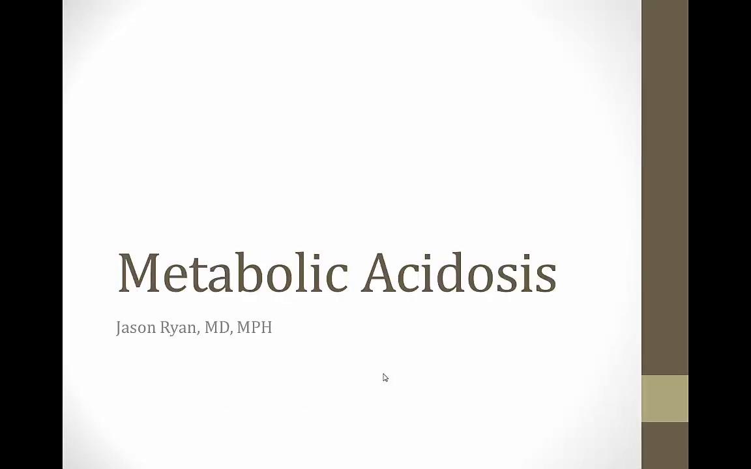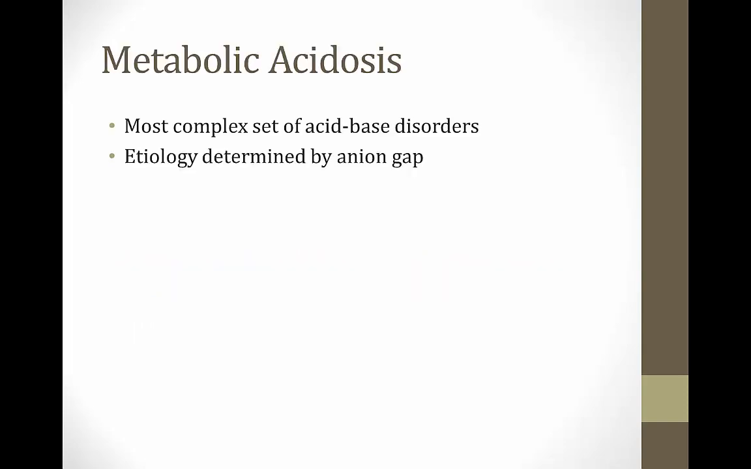Hi everybody, welcome to our module on metabolic acidosis. So the metabolic acidoses are the most complex set of acid-base disorders, and that's because there are so many different etiologies of metabolic acidosis. They're also complicated because you have to calculate something called the anion gap, which splits them into two distinct groups of etiologies.